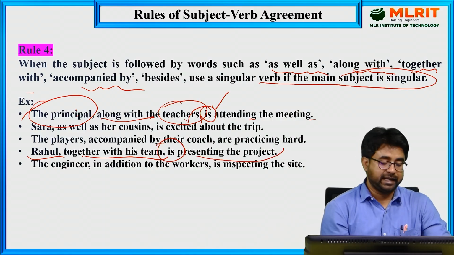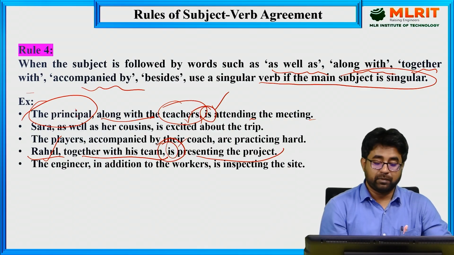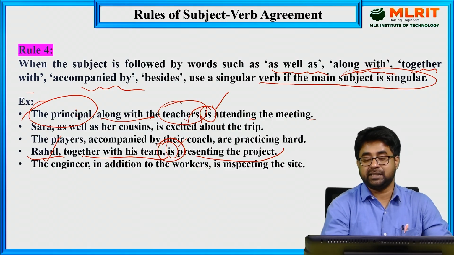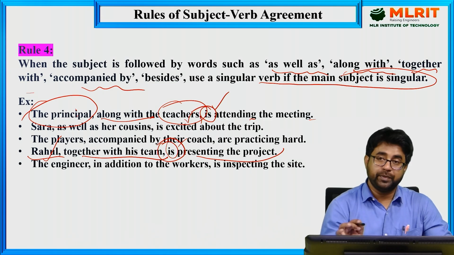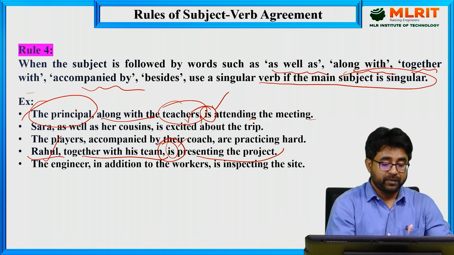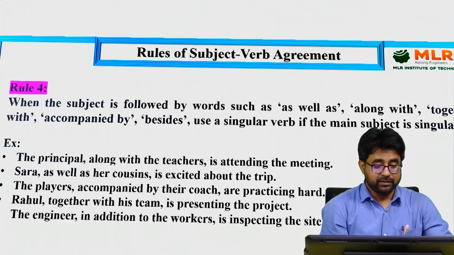You can see here again, Rahul is the main subject of the sentence, and that's why I'm using "is," a singular verb, because Rahul is singular. So I hope this is also clear. Rule number 4, please remember these words. Then you have to remember these phrases: as well as, along with, together with, accompanied by. We do use these kinds of phrases after the main subject.